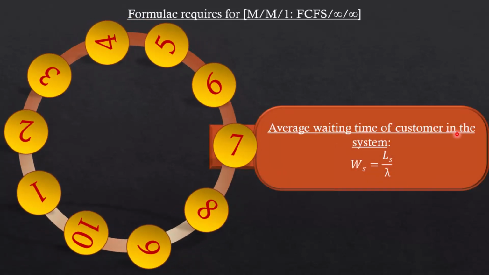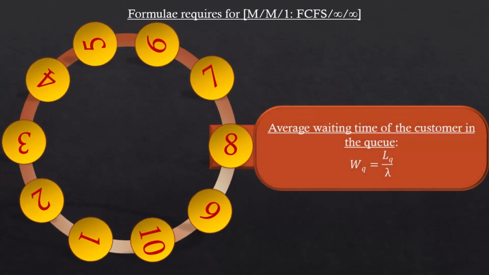The average waiting time of a customer in the system is given by Ws, and it is equal to Ls by lambda, where Ls is the length of system. Again, if we need this formula in terms of lambda and mu, we can convert it by putting rho equal to lambda by mu in the formula of Ls. The next is the average waiting time of a customer in the queue. It is given by WQ and it is equal to LQ by lambda, where LQ is the length of queue.